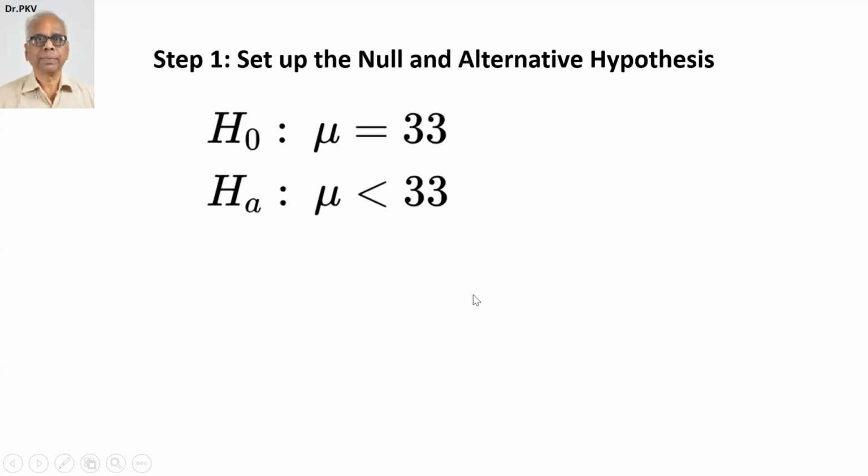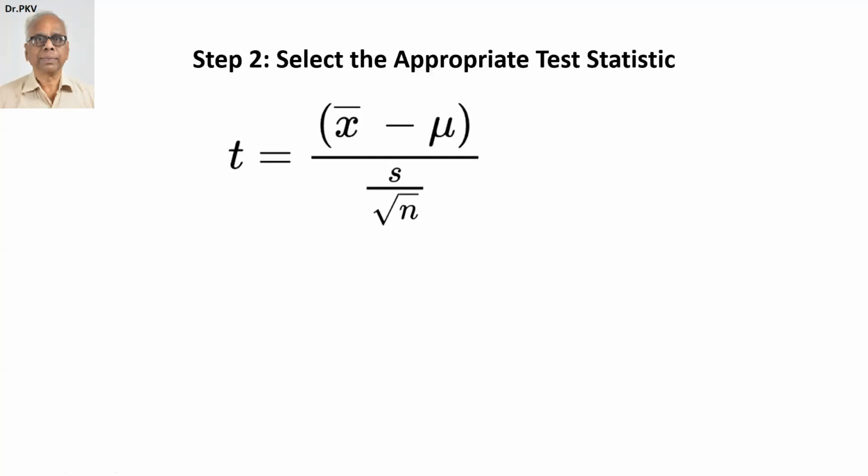The second step, select the appropriate test statistic. In this case, it is the t-stat. So t equal to x bar minus mu divided by s by root n. And s is the sample standard deviation. X bar is the sample mean. Mu is the population parameter. And this we will have to select as the appropriate statistic. And we know it follows a t-distribution with n-1 degrees of freedom.